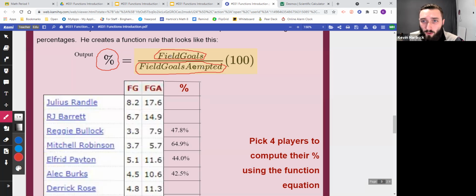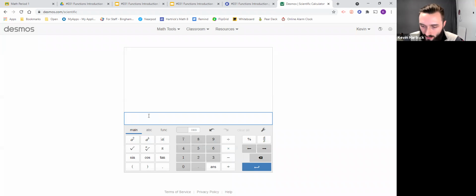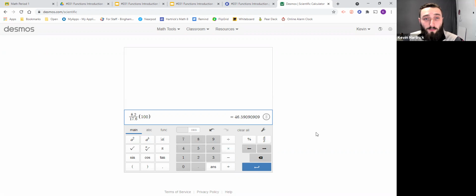Okay, this is the function rule. Take the field goals, divide it by the number of attempts, and then multiply by 100. So we're going to do that. 8.2 divided by 17.6. Let's do that. 8.2 divided by 17.6, and then we're going to multiply it by 100. This is how you find the percentage of something. You take the amount that they made, divided by the total number of shots, and then multiply by 100 to make it a percentage.